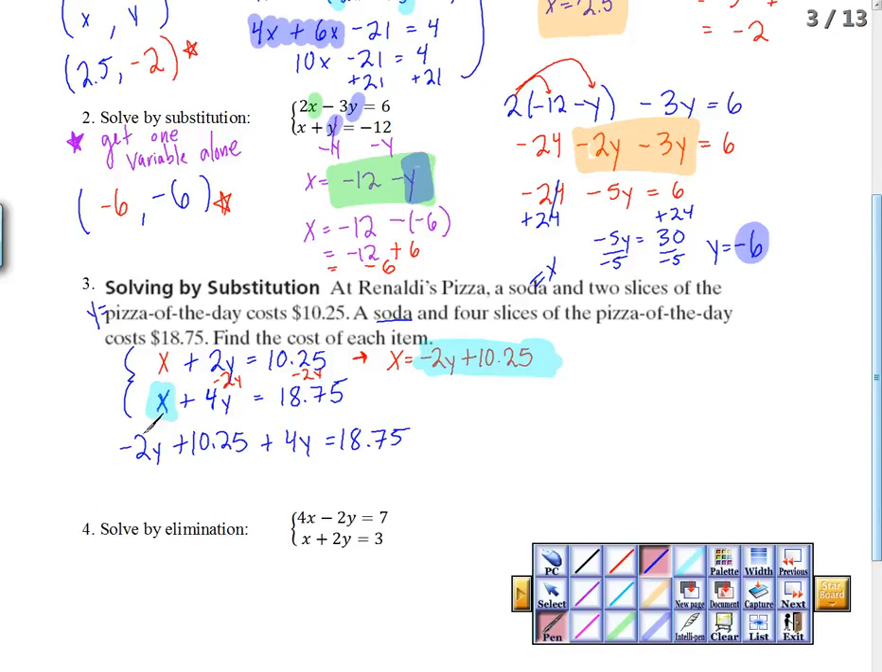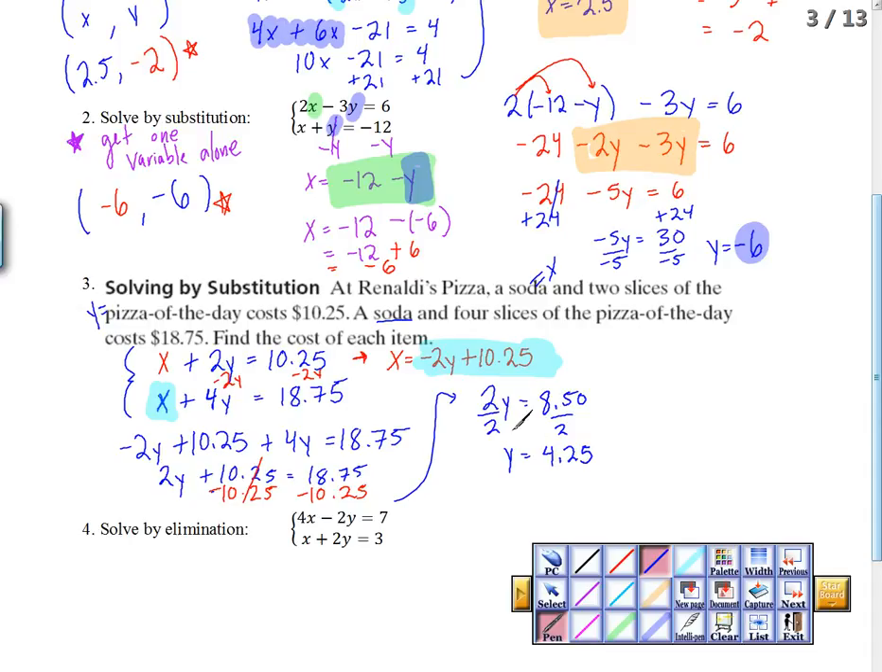From there, I'm combining like terms, so I have a negative 2y and a 4y, so negative 2 plus 4 is positive 2y, plus my 10.25 equals 18.75. Solving. Subtract 10.25 from both sides. This cancels. I'm going up here with my equation. 2y equals, well, 18.75 minus 10.25 is 8.50, divided by 2, and y is 4.25.